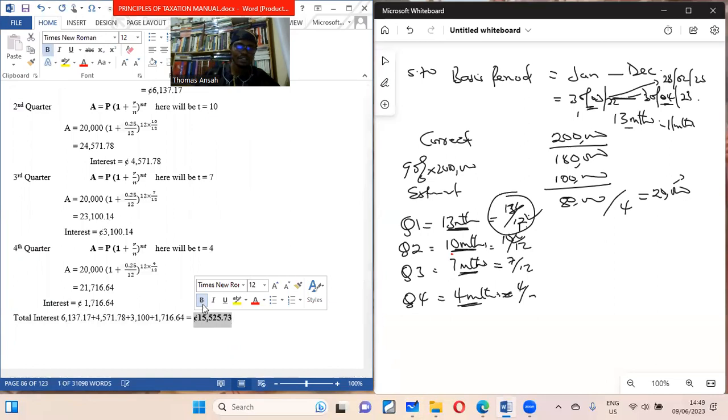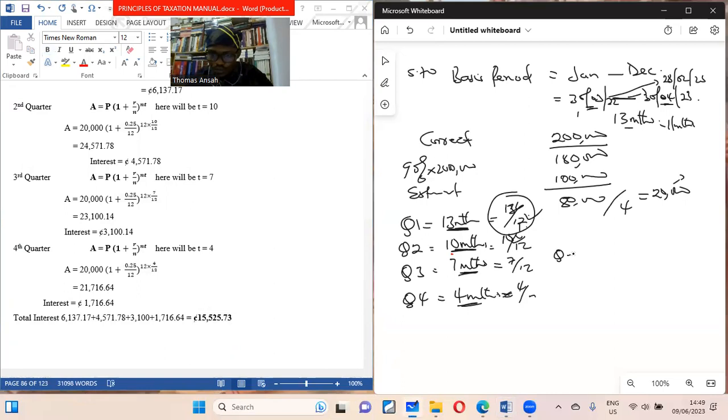So like you do, Q1 will be what? We say A is equal to P into bracket 1 plus R over N, to the power NT. T is always expressed over 12. So if you take your first 20,000, it's 1 plus 0.25, which you get by doing 125% of the statutory rate. N is always 12. T is expressed in 12 months, so 13 over 12. When 12 cancels 12, it will be 13 standing. All right, so take note of that. It's very easy.